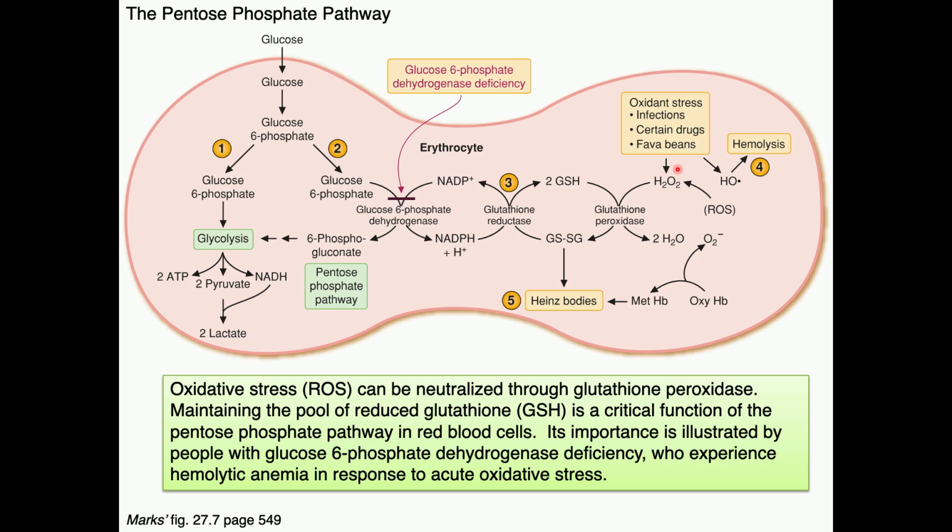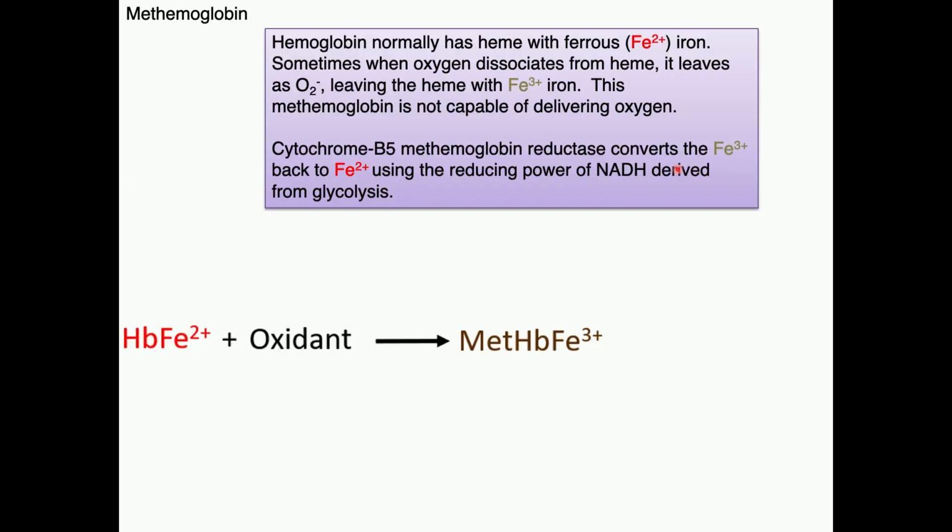You can also get the generation of methemoglobin. This is an oxidized form of hemoglobin that can, first of all, not do its job of delivering oxygen to tissues, and also it can condense and form an occlusion within cells that is referred to as a Heinz body. So I'll talk about that methemoglobin for a moment.